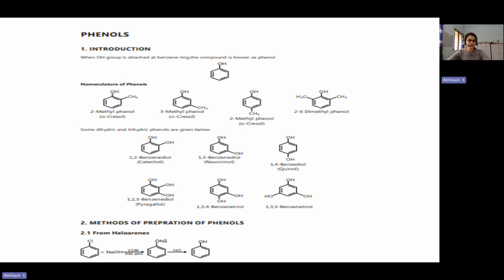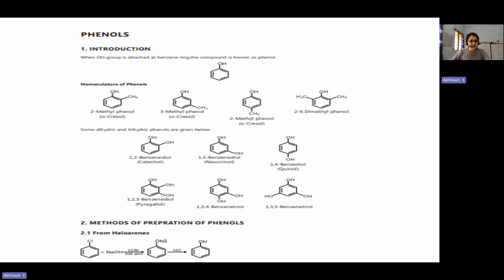Today I am going to discuss one of the most important topics from the JEE Mains and Advanced point of view, that is phenols. First we discuss the structure of phenols and the general formula. The general formula is C6H5OH, where the hydroxyl group is directly attached to the benzene ring. Here you can see the structure of phenol, which has the hydroxy group directly attached to the benzene ring.